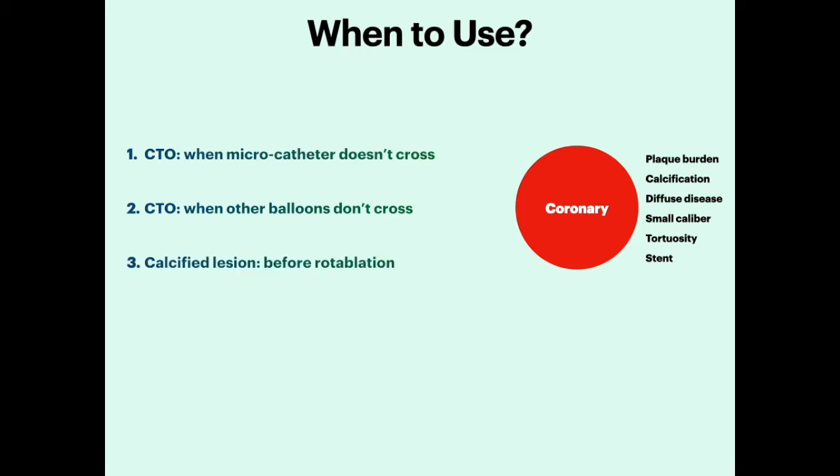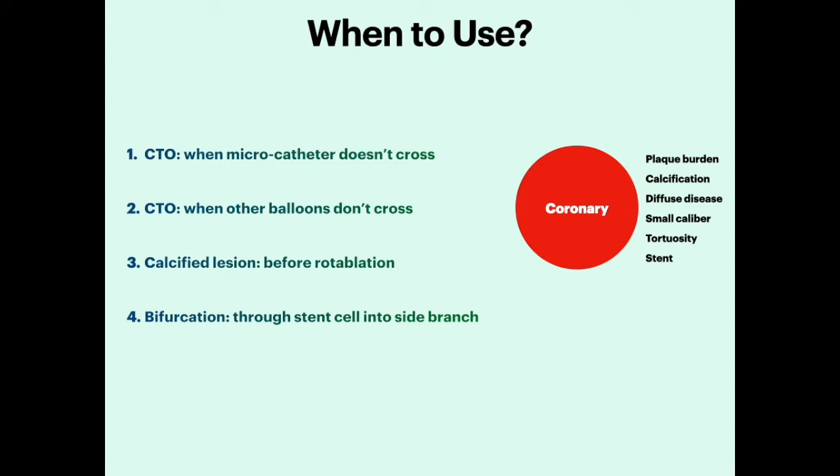In calcified lesions, before you do a rotablation, especially if the vessel is tortuous, diffusely diseased, or angulated, or you need to do a long segment of ablation and avoid wire bias, it's good to have some lumen because this may minimize the risk of rotablation complications.